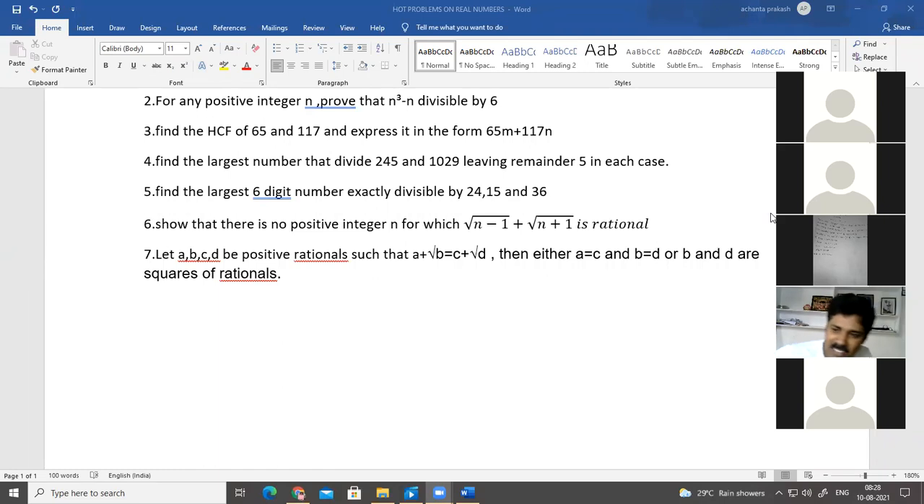I'm so happy that Haifa, Madhuri and all the remaining students have done well. That's super. Again, I'm hoping that everyone in the class has understood this. And we are moving to a similar problem. Find the largest 6-digit number exactly divisible by 24, 15, and 36. Then how can we approach and how to do it?